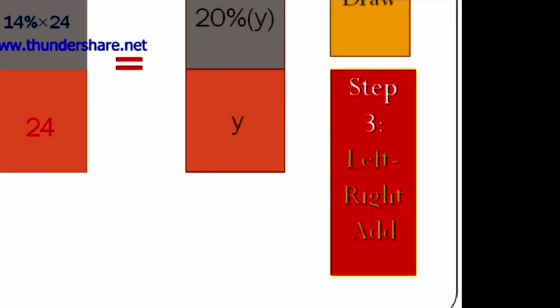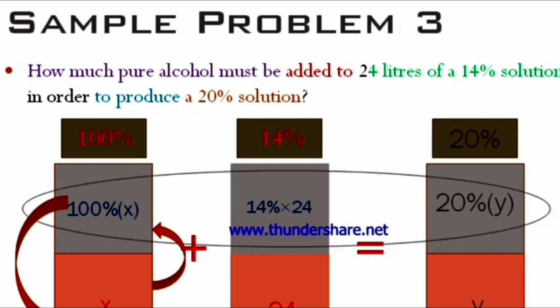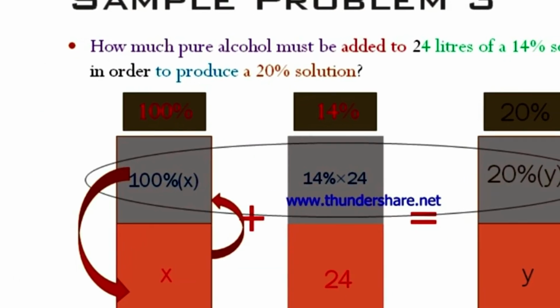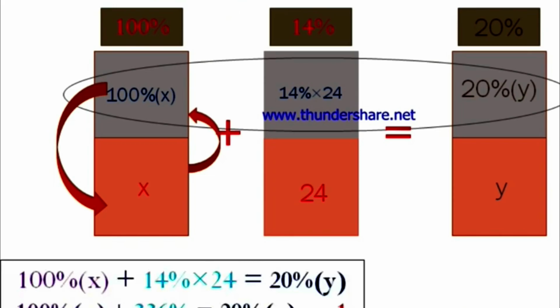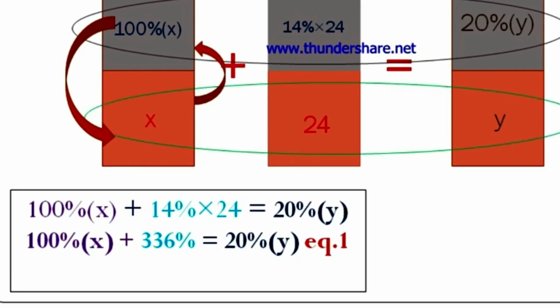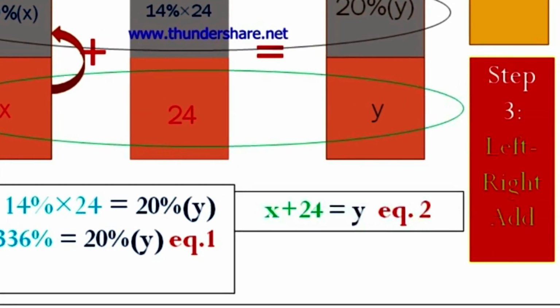Draw the equation left to right, add, putting an ellipse over the first compartment or the first row. Follow through the process. 100% x plus 14% times 24 is equal to 20% y. Then the second compartment, x plus 24 is equal to y.